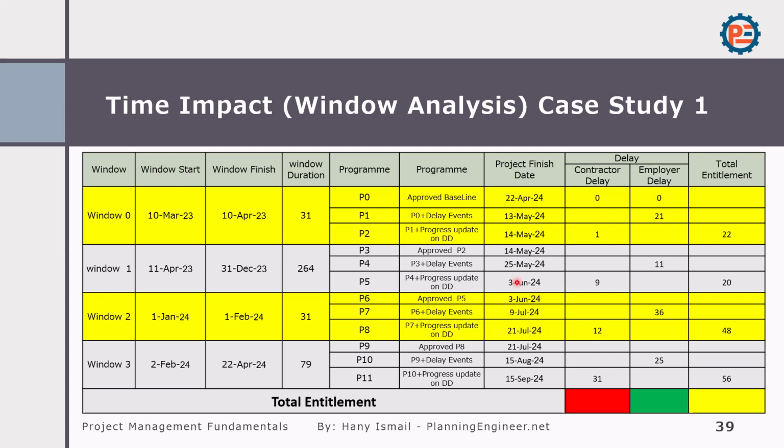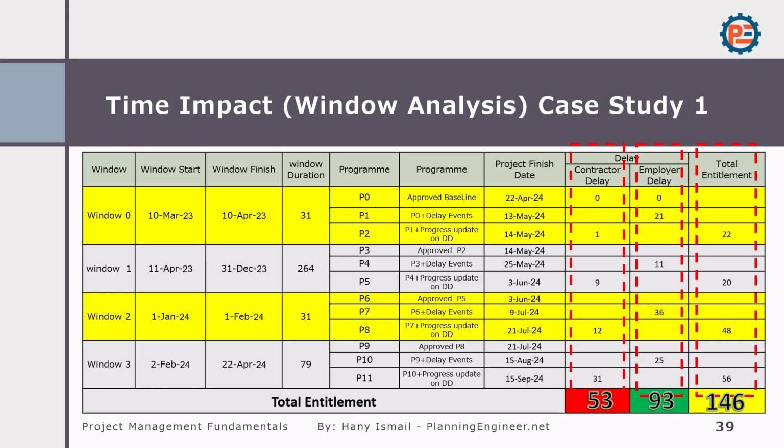And we will do the same for all the windows. The purpose of the windows is to organize the events. So here, the cutoff date, the events which are completed before this date. After we do this exercise, we will have the contractor delays here 53 days, employer delays will have it 93 days. So total delays are 146 days.